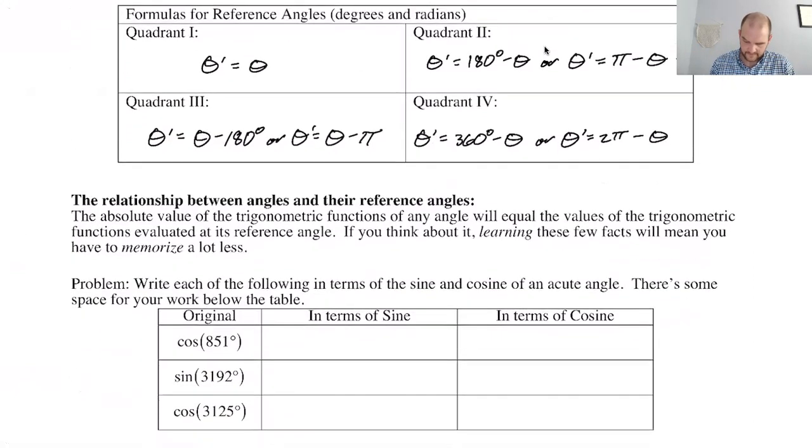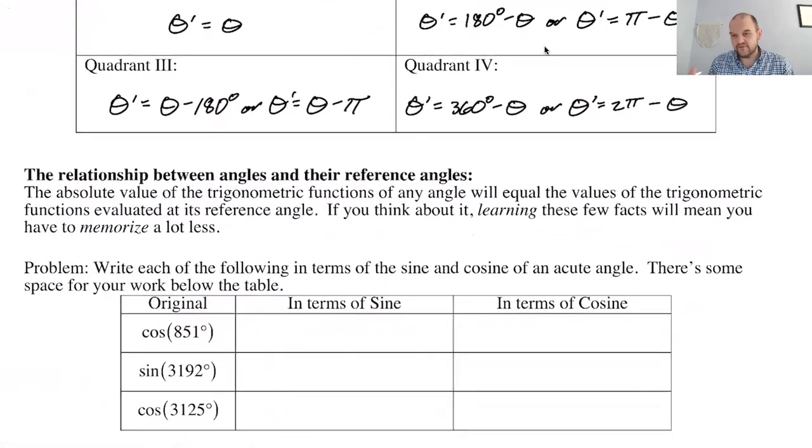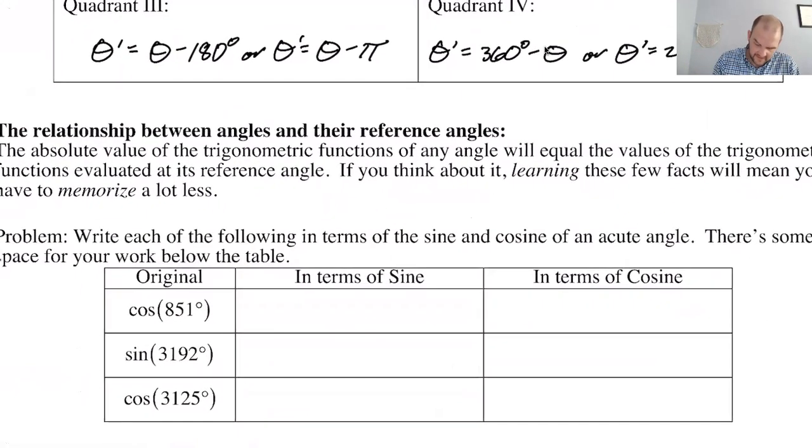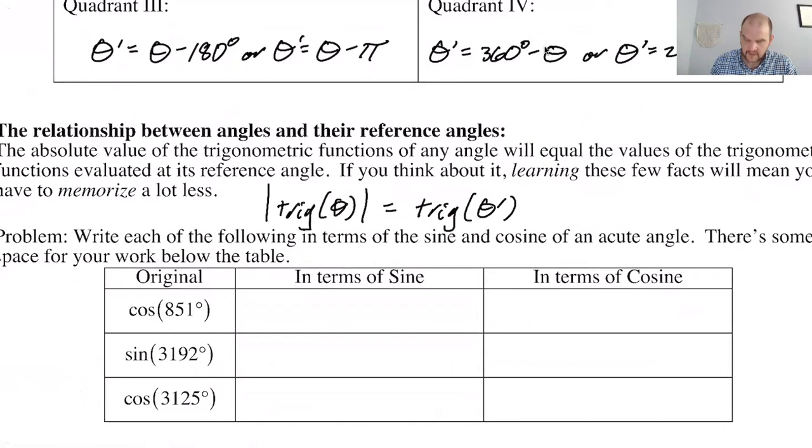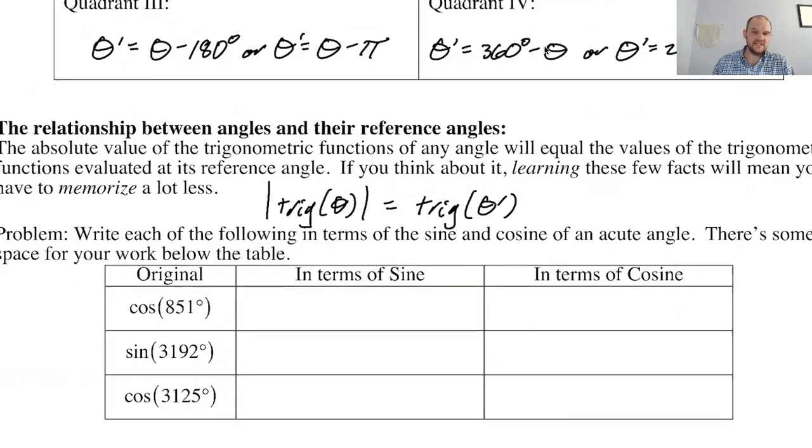So here is kind of the whole point of reference angles. And we've talked about this. We talked about the fact that the absolute value of the trig function of theta, we have a better notation for it now, is going to be equal to the trig function of the reference angle, always. So that means if we can find the reference angle, we can rewrite things. And this is going to be crazy, and I really enjoy doing these problems. So let's take a look.